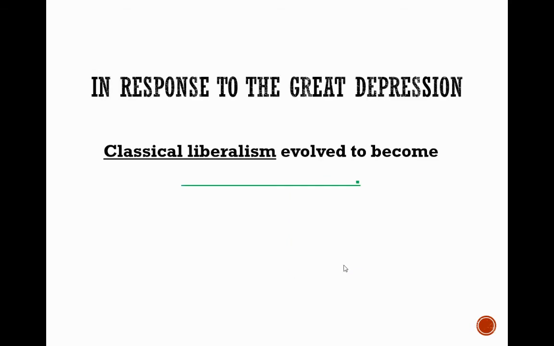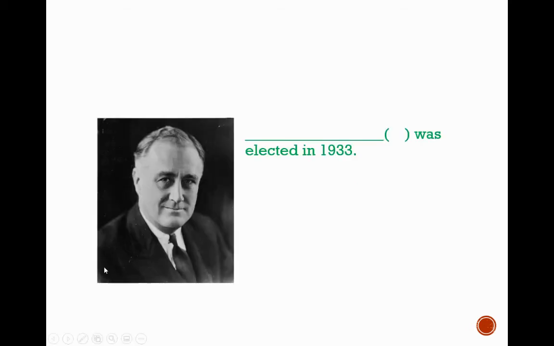And as we developed welfare states, well, then our ideology evolved, right? So it was no longer classical liberalism. This was now modern liberalism. And the beginning of this, at least in the United States, was the election of this man right here, and his name was Franklin D. Roosevelt. We often call him FDR, because of the initials of his name, Franklin Delano Roosevelt.